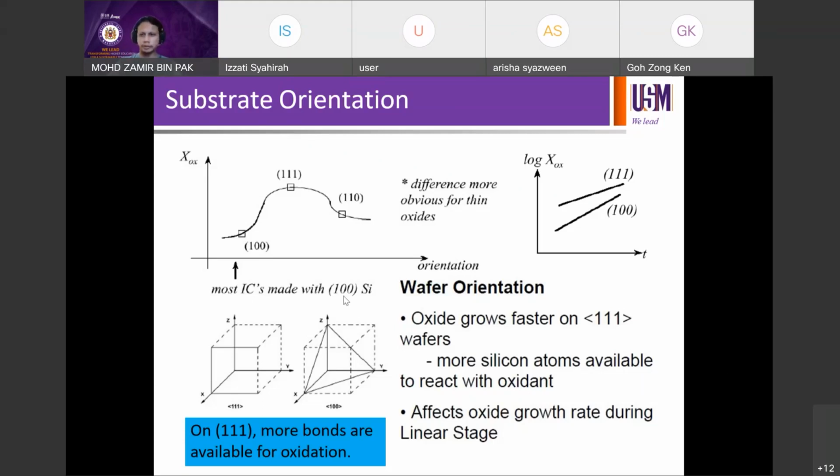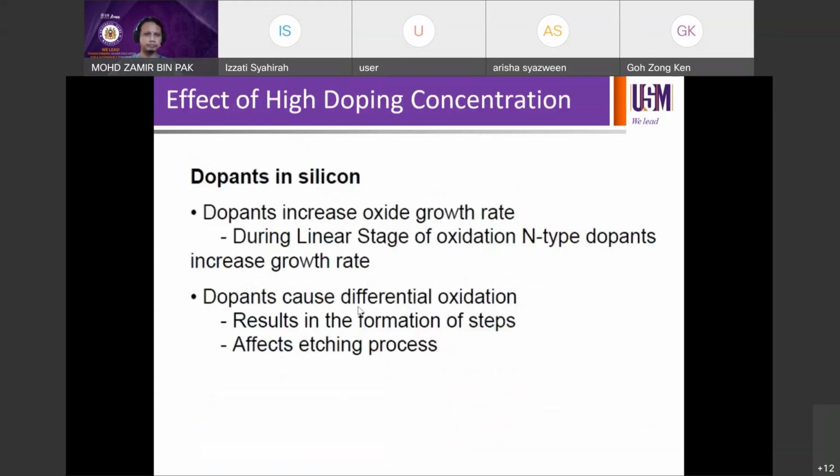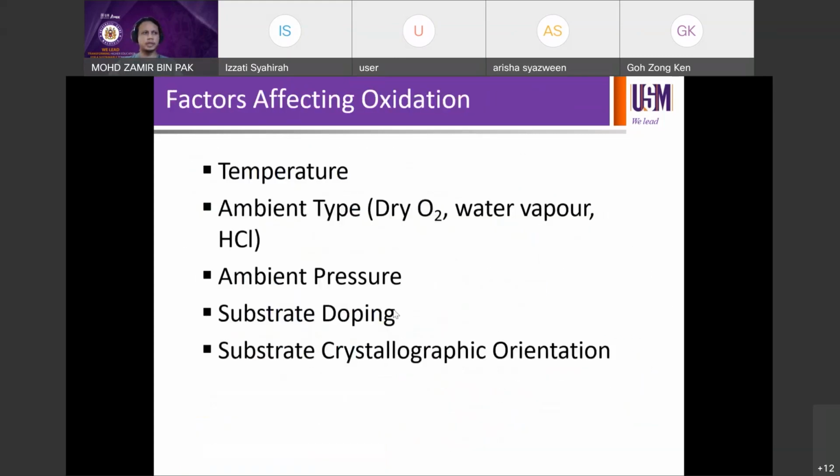Okay, so let's continue with the thermal oxidation. Yesterday we started to discuss different factors that can affect the thermal oxidation process. The factors are temperature, ambient type, whether we run a dry ox process or a wet ox process, and if we also include HCl in the process, that can also change the process. Also ambient pressure, substrate doping, and substrate crystallographic orientation.